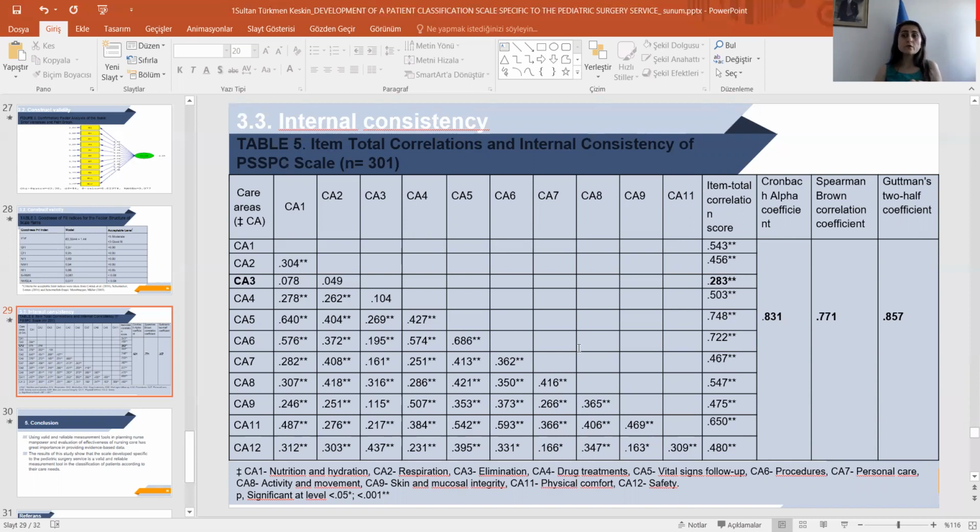The item total correlations of the scale items, also known as the item validity coefficients, range from 0.283 to 0.748, and the eliminated item was found to be below 0.30.